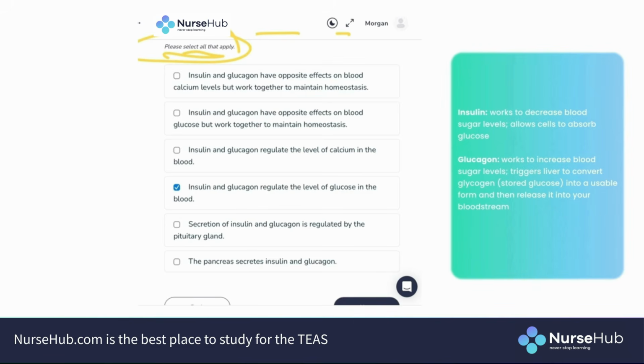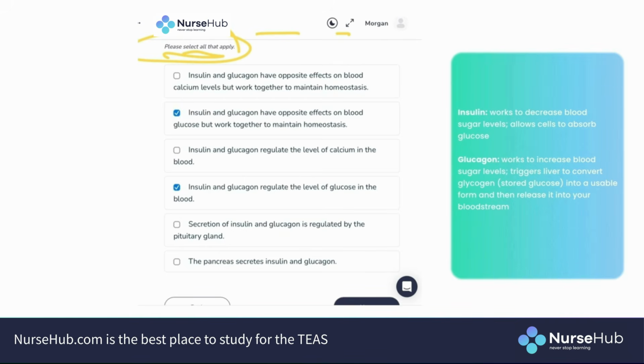Now, we have two options here at the beginning that say insulin and glucagon have opposite effects on blood calcium levels but work together to maintain homeostasis. The other one says insulin and glucagon have opposite effects on blood glucose but work together to maintain homeostasis. I know that they have opposite effects on blood glucose levels, not on calcium levels, so I can go ahead and select this second answer as the correct one.